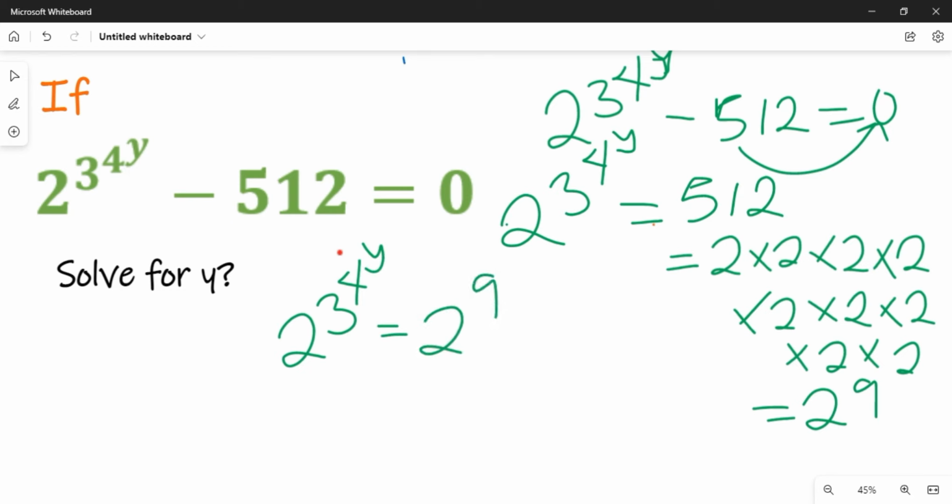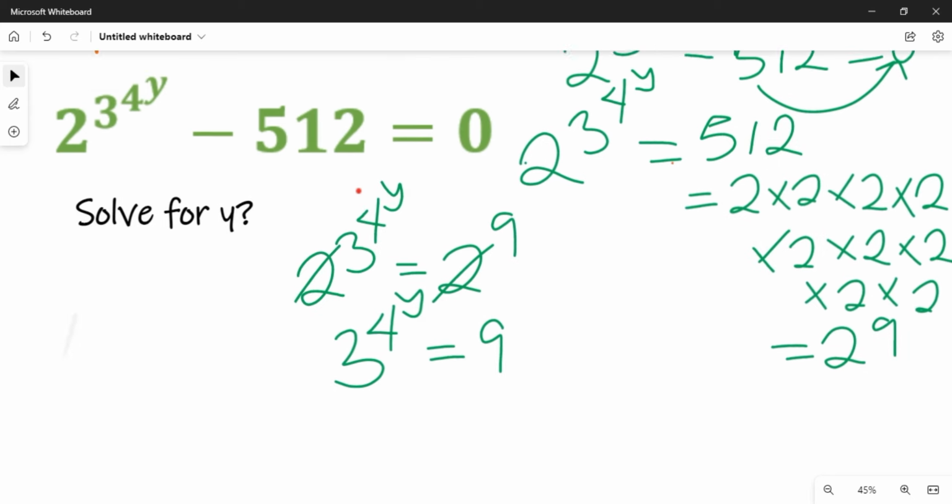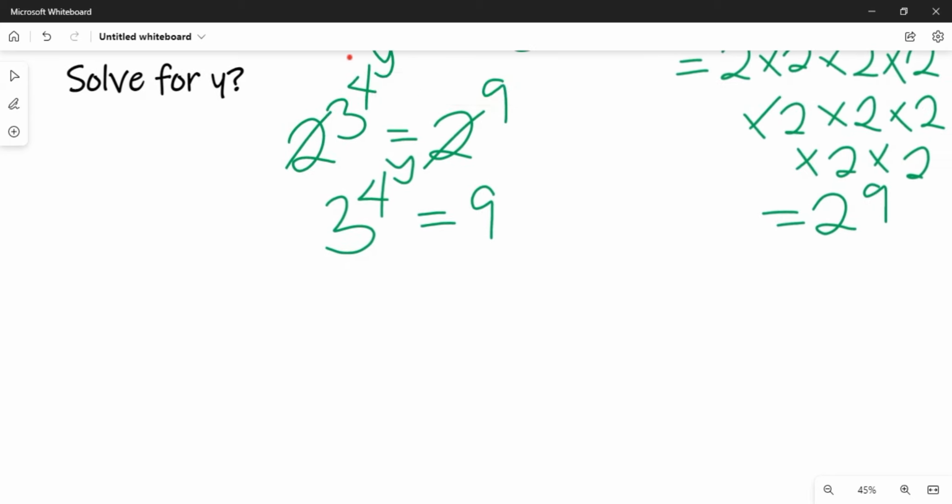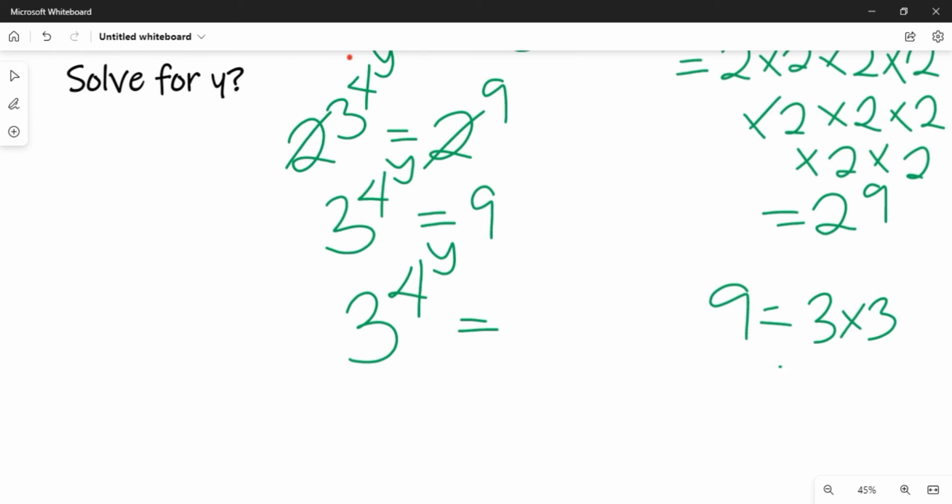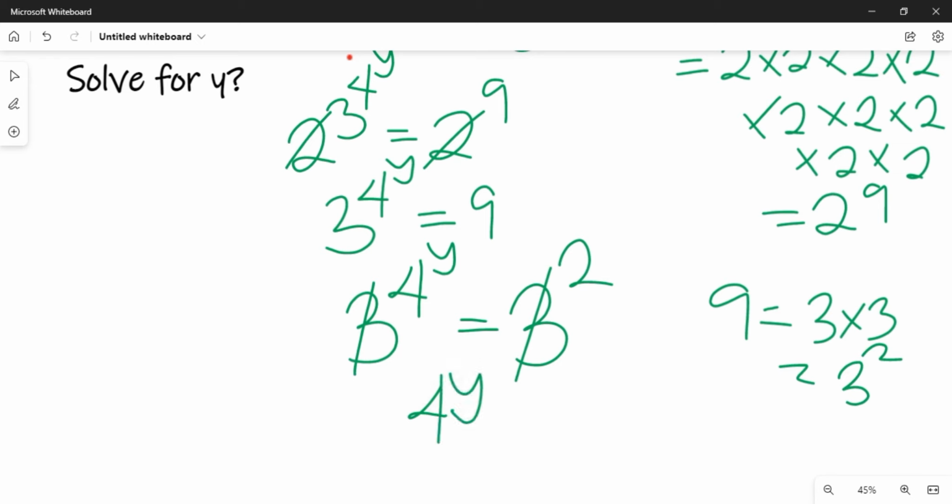Now you come to realize that we have the same base. Same base will cut same base. So we'll have 3 raised to power 4 raised to power y equal to 9. Having gotten that, 9 will also be equal to 3 times 3, which is equal to 3 raised to power 2. So that will give us 3 raised to power 4 raised to power y equal to 3 raised to power 2. We have the same base, this will cut this, and then we'll have 4 raised to power y equal to 2.